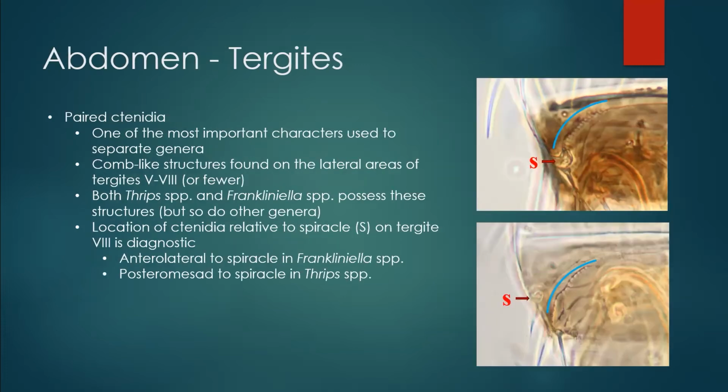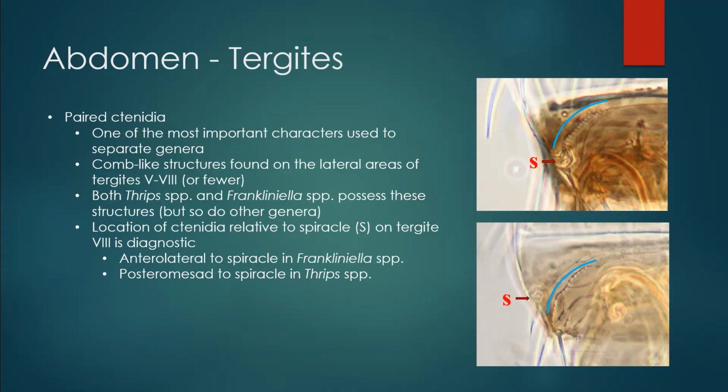Finally, we move to the abdomen, more specifically to the tergites, or the segments located on the dorsal surface of the abdomen. One of the most important morphological characters for separating thrips collected from Alaska-grown peonies are the paired ctenidia that are located on the lateral areas of tergites 5 through 8, or sometimes fewer. These are comb-like structures found on the tergites of two commonly encountered genera, Frankliniella and Thrips.